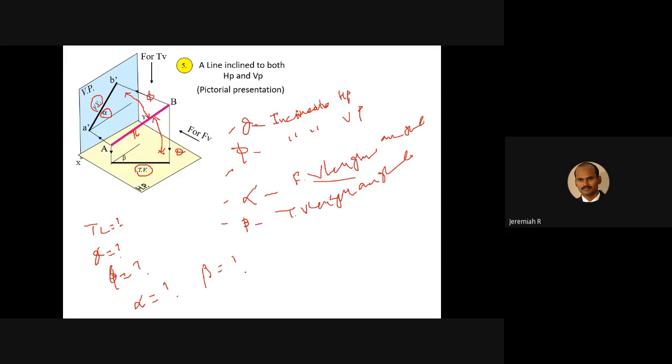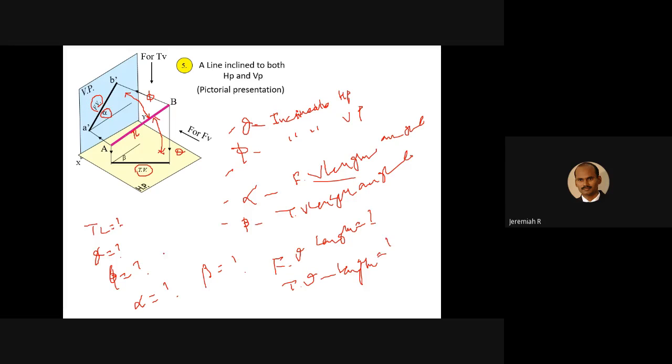Sometimes you have to calculate front view length. This length is called front view length. So front view length we have to calculate. Sometimes we have to calculate this top view length. Some data will be given, something we have to calculate.